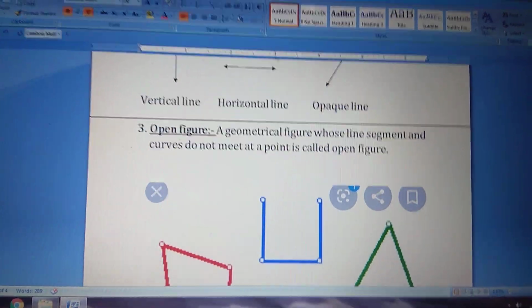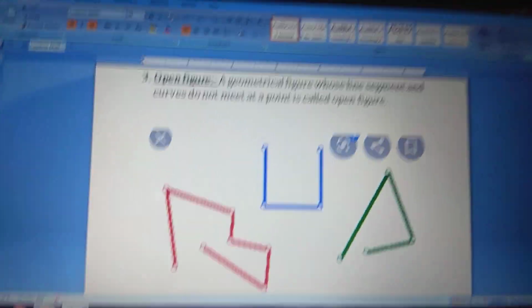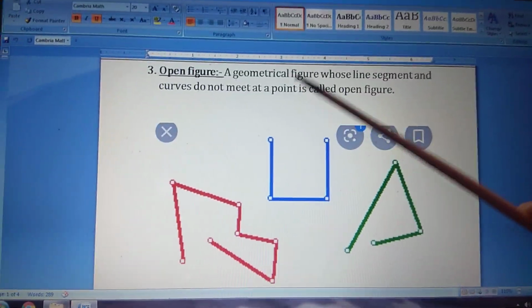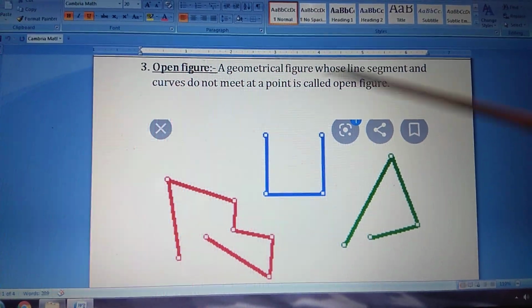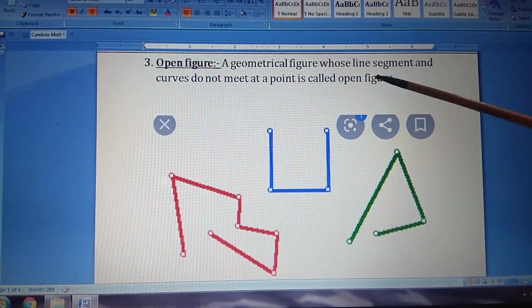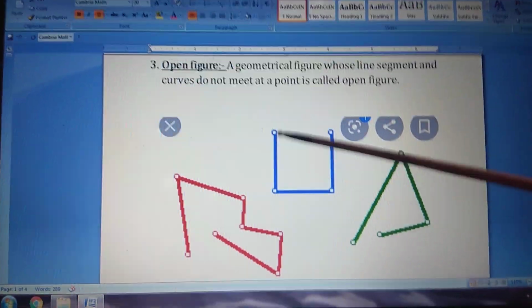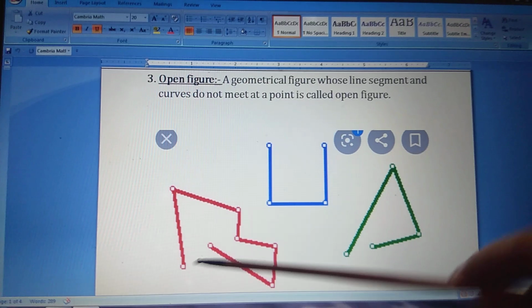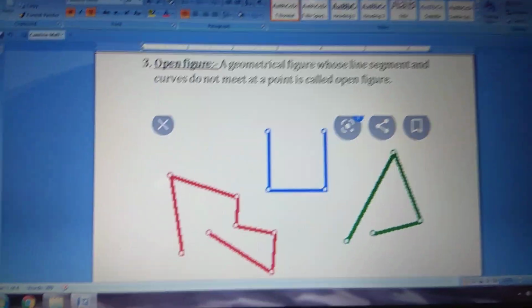There are two types of figure. One is open figure and another one is closed figure. You can see here beautiful figures. A geometrical figure whose line segments and curves do not meet at a point are called open figure. So here you see they don't meet. Here it is open, here it is open, here it is open. So these type of figures are called open figures.